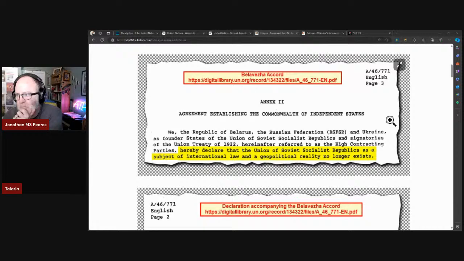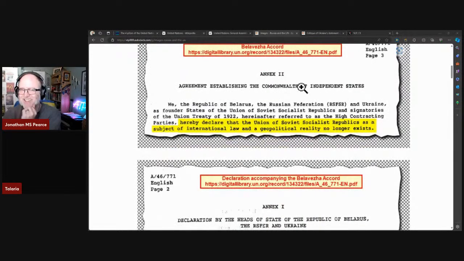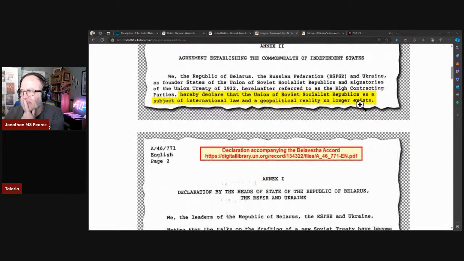Well, no, they didn't say we can't, because Russia doesn't operate like that. They just say we can. So that's exactly what they've done. We hereby declare, 3 of the members hereby declare that the Union of Soviet Socialist Republics, as a subject of international law and a geopolitical reality, no longer exists.